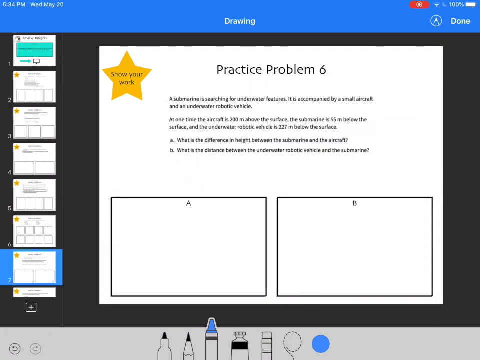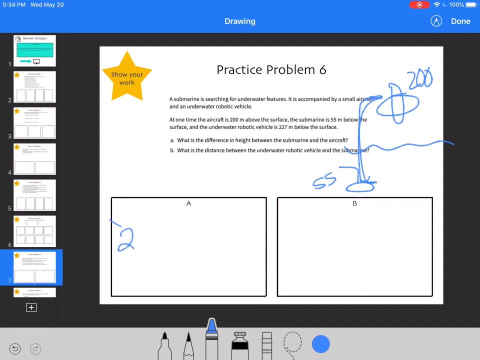A submarine searching for underwater features is accompanied by a small aircraft. One aircraft is 200 meters above. So the airplane is 200 meters and then the submarine is 55 meters below. What is the difference in height between the submarine and the aircraft? So what is the distance here? So I would do 200 plus 55. So I end up with 255 meters.